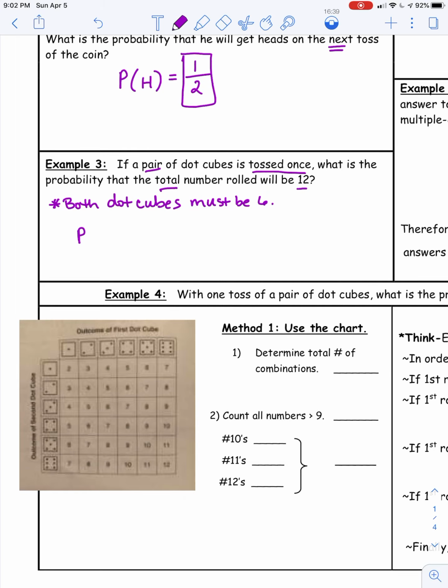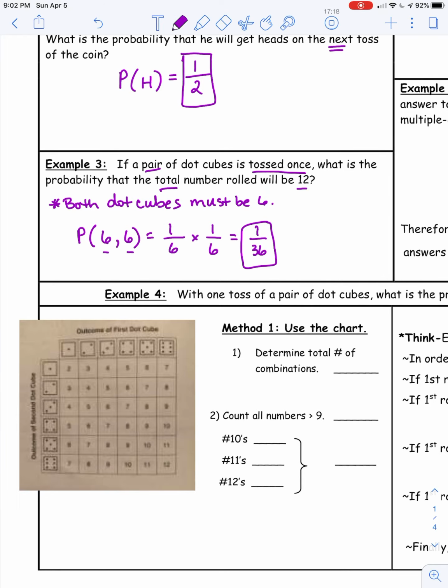So let's write this down. So what is the probability that I would roll a 6 and a 6? So we're going to use what we've been learning. If we get a 6, that's going to be 1 in 6. That's the first event. What about the second event? The second roll, we multiply it. To get a 6 would be 1 in 6. What's the probability you would roll a 6? 1 in 6. Let's do our multiplication. We get 1 in 36. So the probability that you could have a pair of dot cubes and you toss them one time, the probability that you'll get a 6 and a 6 is 1 in 36.